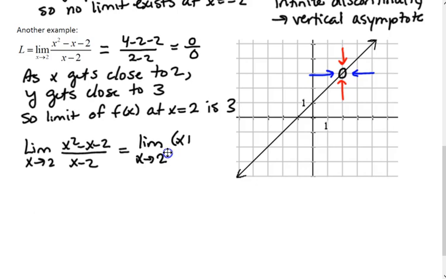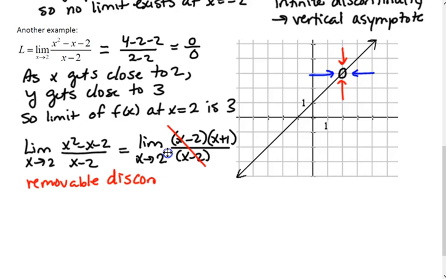So there should be an x minus 2 in both the numerator and the denominator because the numerator and the denominator are both made 0 when x equals 2. If we finish factoring the numerator, the other factor is x plus 1. Now we can remove the discontinuity. This is called a removable discontinuity because I can remove it. So it can be removed.